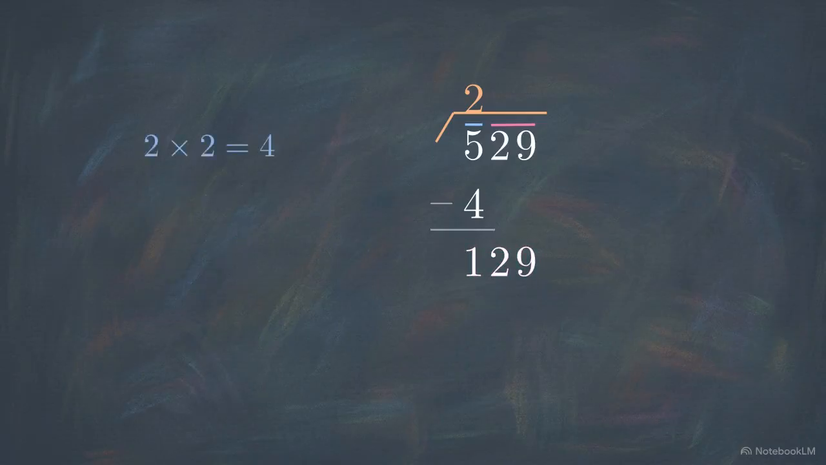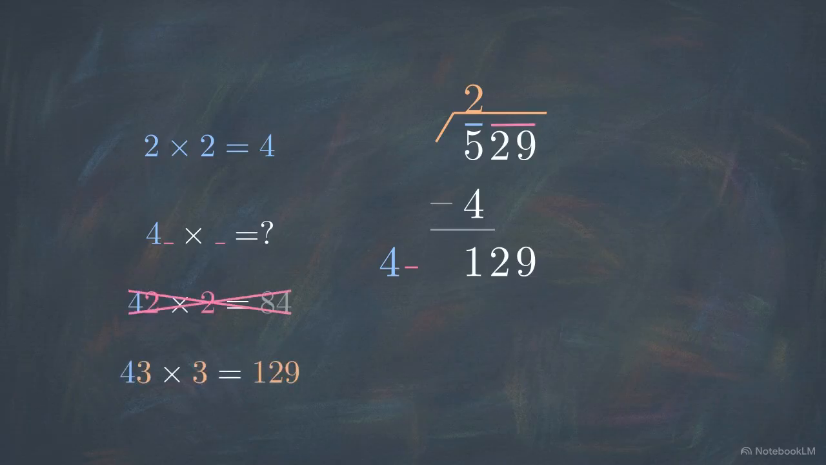Next, double the current quotient. The 2 becomes a 4, placed to the left with a blank space waiting for a new digit. We need a digit for that blank. The new 2-digit number, multiplied by that same digit, must reach our target. 42 times 2 is 84, but 43 times 3 hits 129 exactly. The square root of 529 is 23.